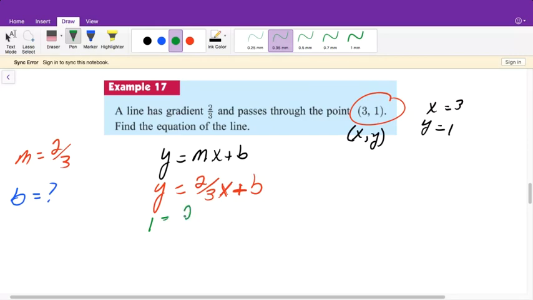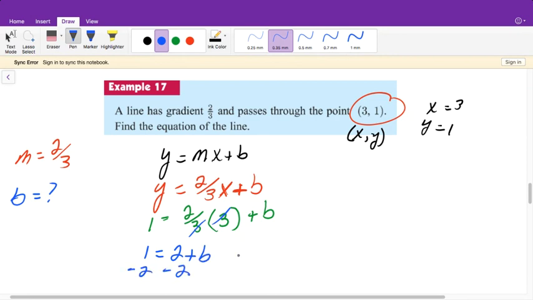1 is equal to 2/3 times 3, because that's what our x was, plus b. Now we know that this 3 divided by 3 is going to cancel out. So 1 is equal to 2 plus b. To solve for the b, we isolate it, so we subtract 2. That means b is equal to -1. I solved for my slope, because it was given to us, and now I know that my b is equal to -1.